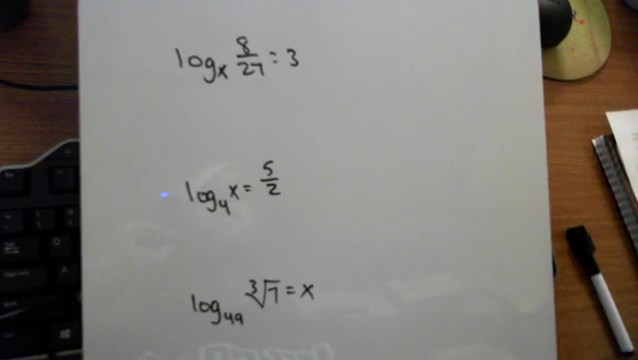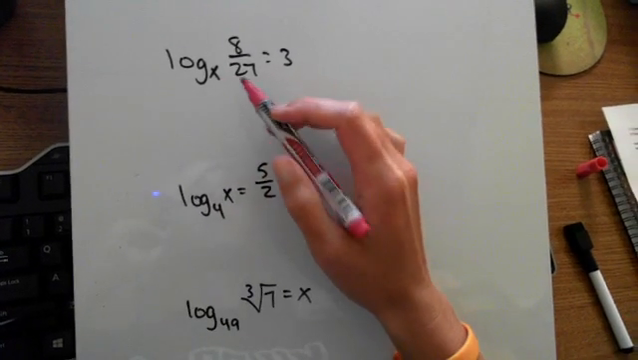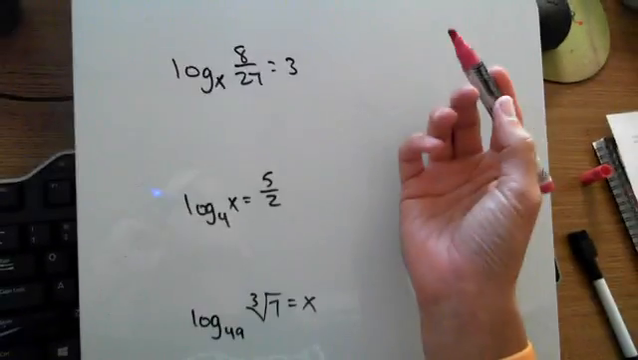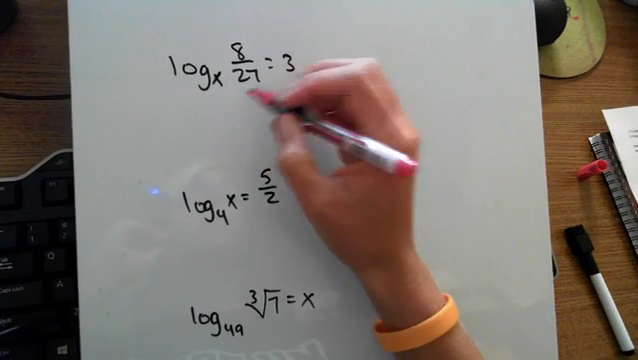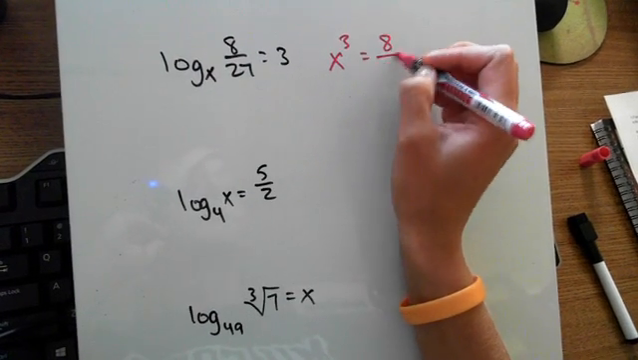Alright, so we have basic log conversions to solve for x. So for our first one, we have x in our base. So we're going to rewrite this as an exponential. We can't solve it how it's written. So that's kind of the rule of thumb. If you can't solve it how it's written, change it into the other form. So if it's in log form, we're going to change it to exponential. So we're going to say x to the third equals 8 over 27.